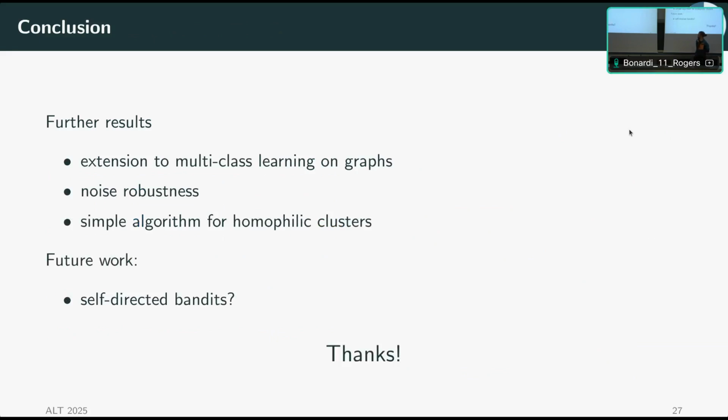Okay, so we have some more results on multi-class learning on graphs. And also, interestingly, this can easily be transformed into a noise-robust version. We also studied a more common case of homophilic clusters, so not convex clusters, but very dense clusters, the more classical case of node classification. And as future work, I would suggest people maybe look at self-directed bandits, but I already heard some people might study this already. Yeah, thank you.